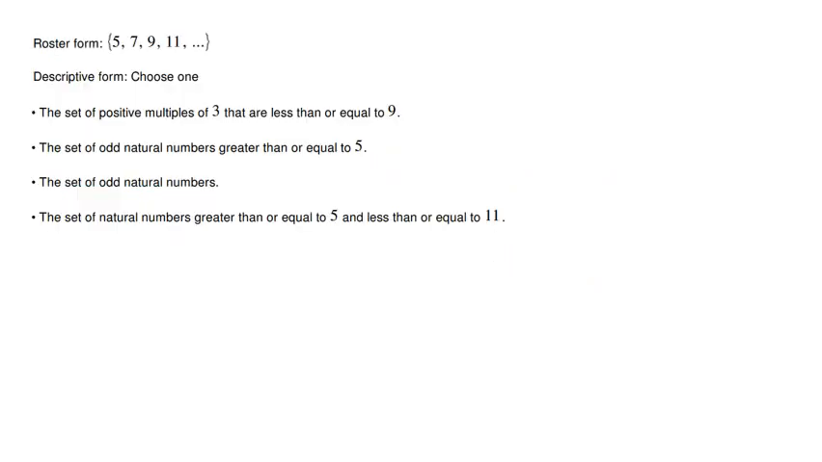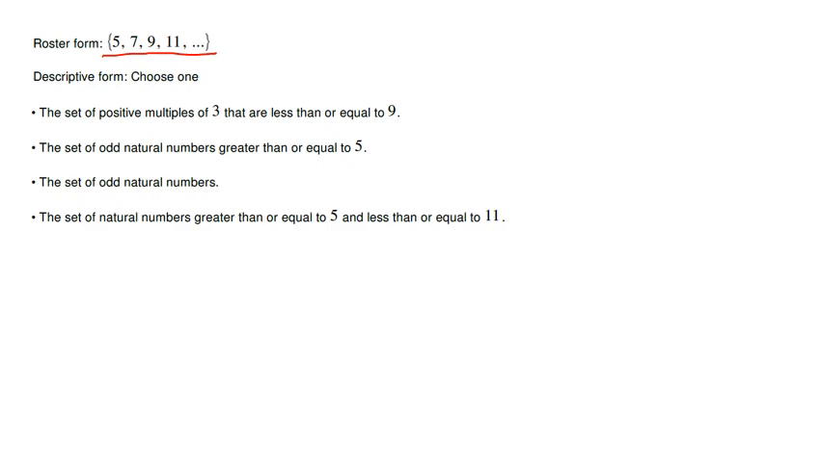Here's our next problem. I suggest pausing the video and trying to answer it, then play the video. We're given a set in roster form here, and we would like to describe this set. Now, when I look at this set, what I see is the natural numbers that are at least equal to 5 and that are odd. 5, 7, 9, 11. So let's just go down the list.